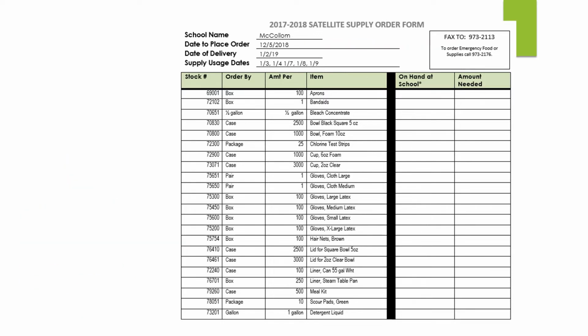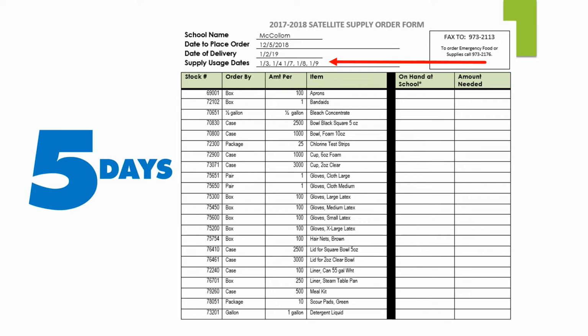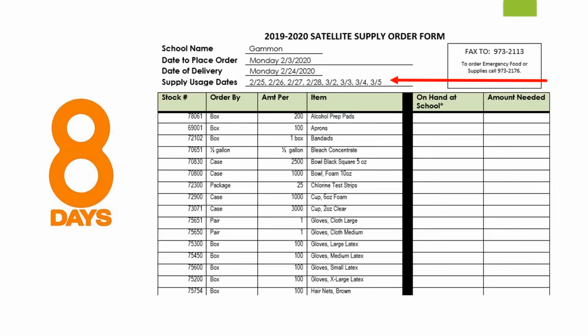Next, look at the supply usage dates. Notice that this supply order is for 5 days, January 3rd through 9th, so we'll need to order enough supplies for 5 days. Notice this supply order form covers more days, most likely due to a break in school days. This form tells us that we need to order supplies for 8 days, February 25th through March 5th. It is important to pay attention to this detail, as missing it can cause you to run short on supplies.